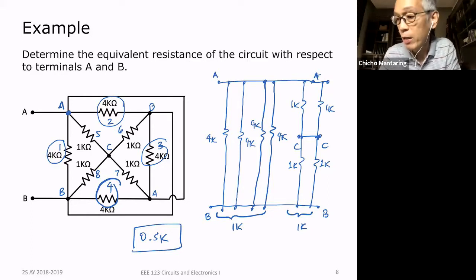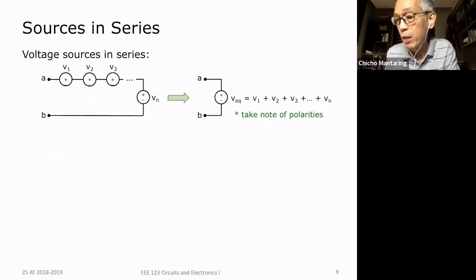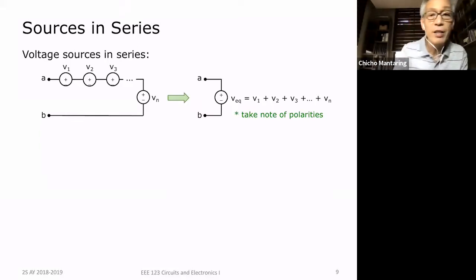Okay, let's move on. The next are sources in series. We'll start with voltage sources in series. If I have n voltage sources in series, then those n voltages in series can be represented by just one equivalent voltage whose value is the sum of all of the different voltages.